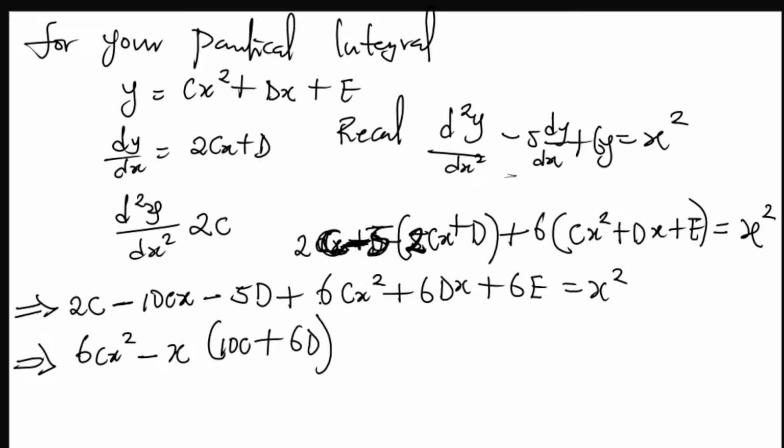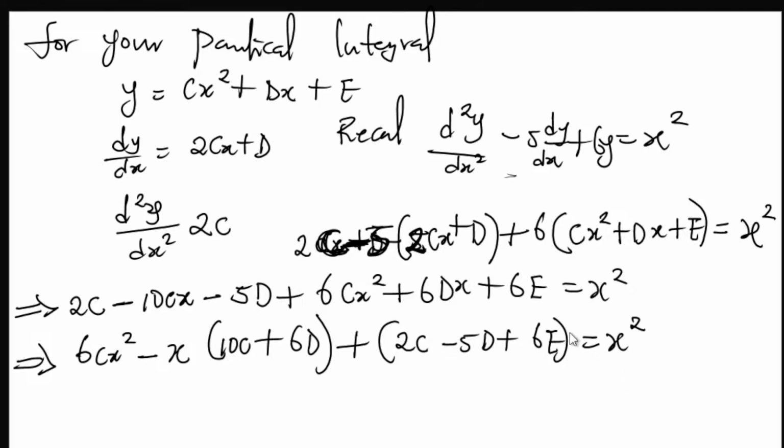Now what are we left with? We are now left with the remaining values, which are 2c, 6e, right? And 5d. So this will be plus 2c minus 5d plus 6e, and this will be equal to x squared. Are we done? No, we are not done.